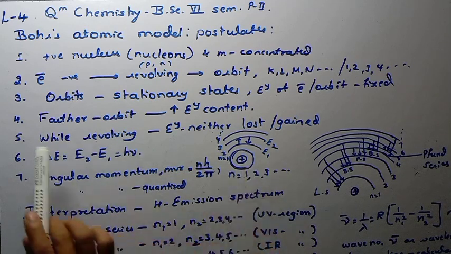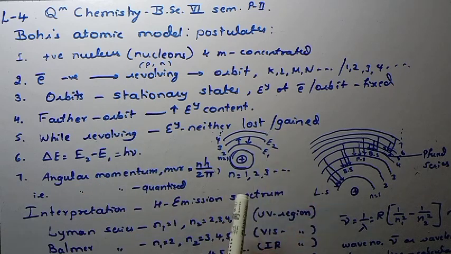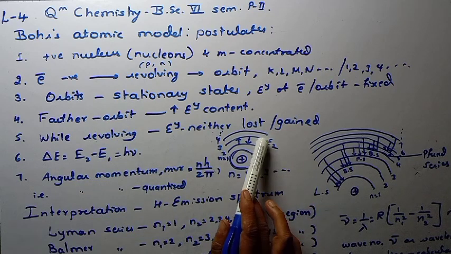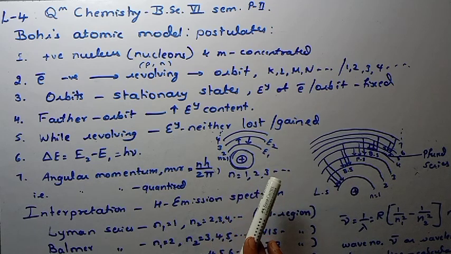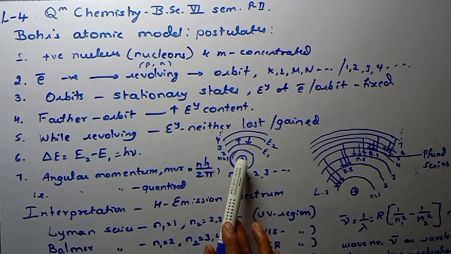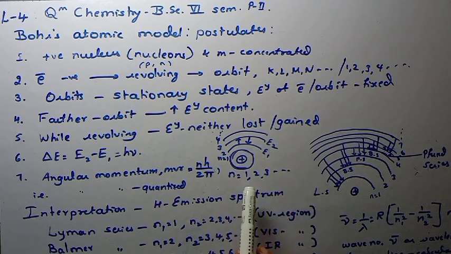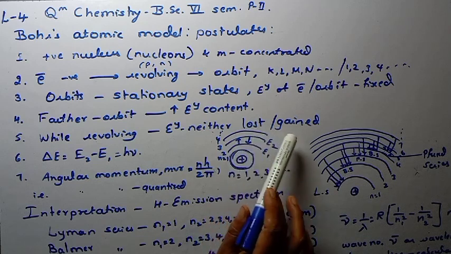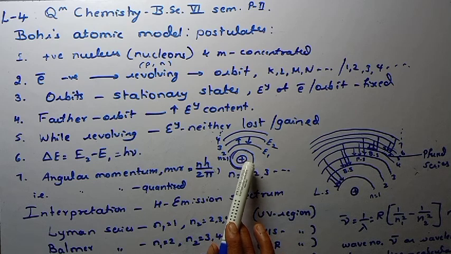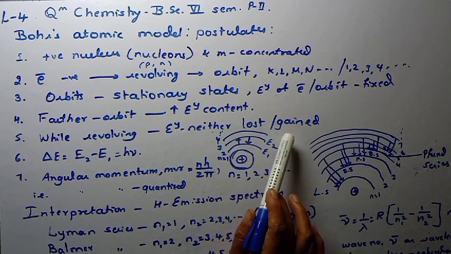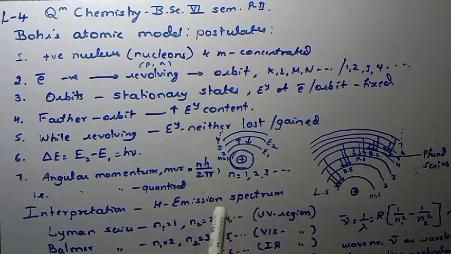The fourth point is that as you move away from the nucleus, the energy content of the orbit increases. The farther the orbit, the greater is the energy associated with it. Therefore, the first orbit, which is nearest to the nucleus, has smaller energy, lower than any other orbit higher than this.